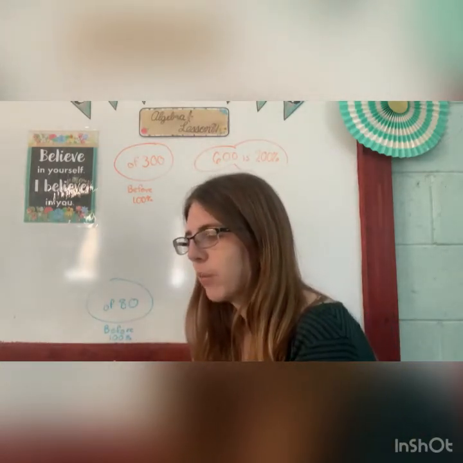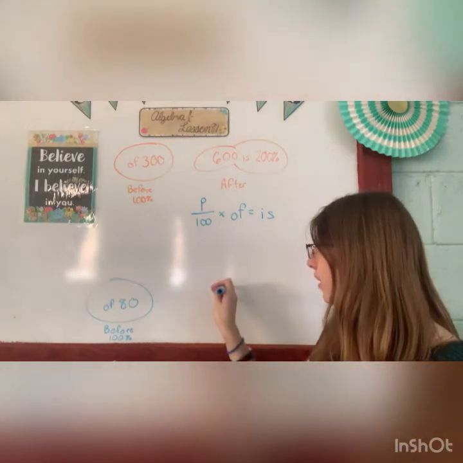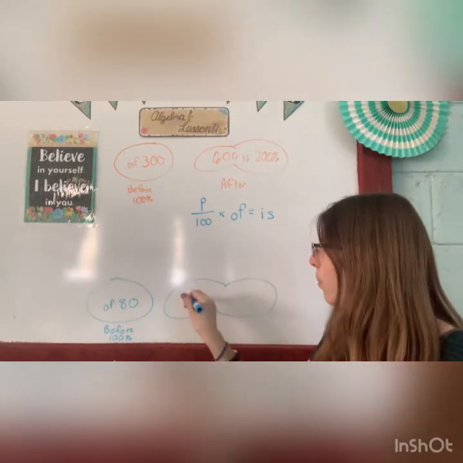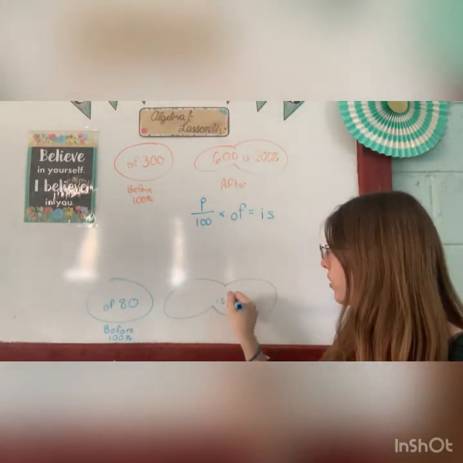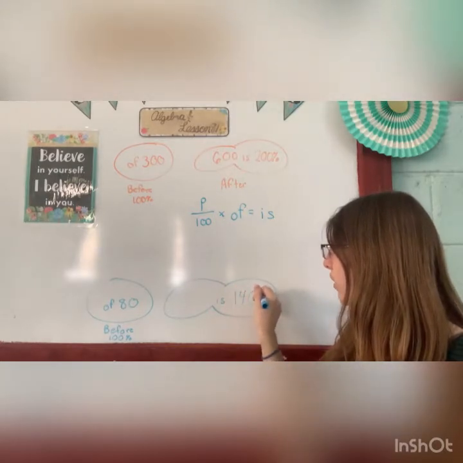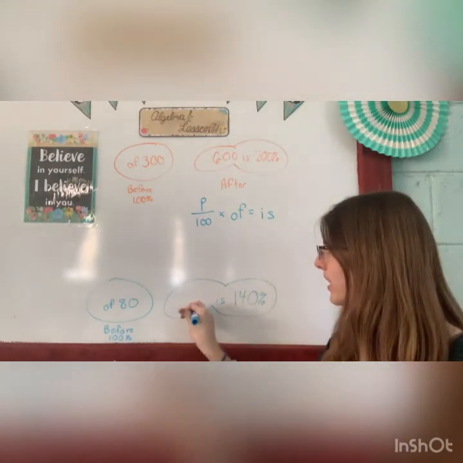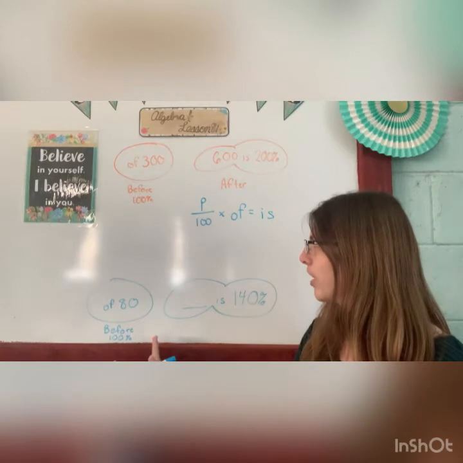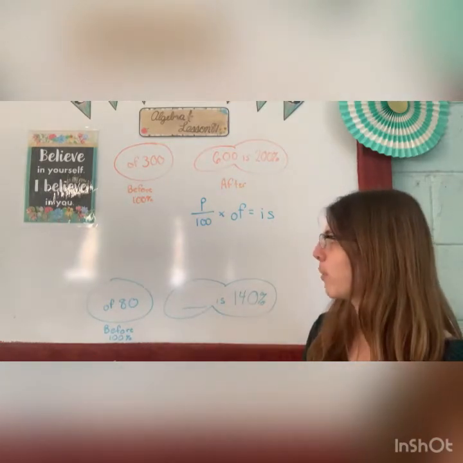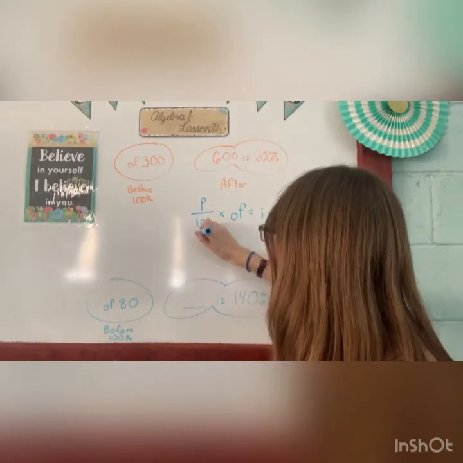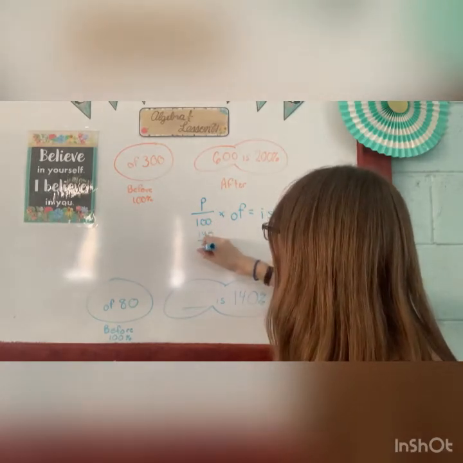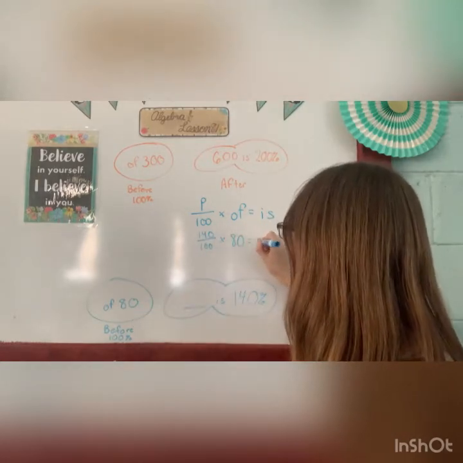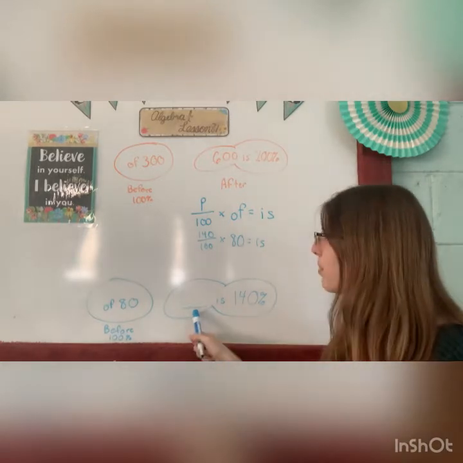Then I'm trying to find what number is 140%. Well, 140 is greater than 80. So I'm looking for the number that is greater than 100. So this is a larger bubble. That means my number here that's missing is going to be bigger than 80 because 140% is greater than 100. So now let's put the parts into my equation. My percent is 140. So I have 140 over 100 times my of number, which is 80, equals my is number, the number I'm looking for.